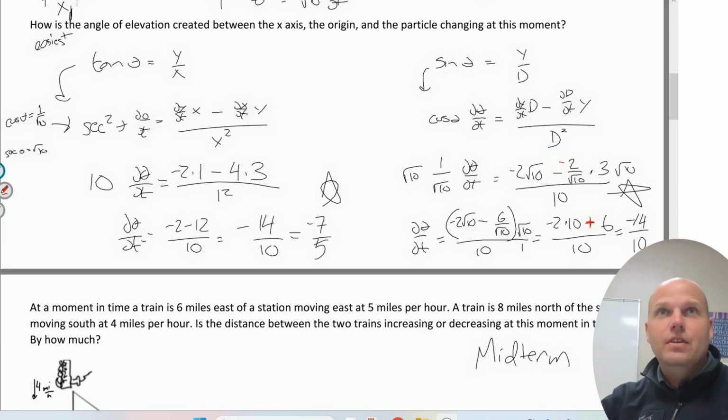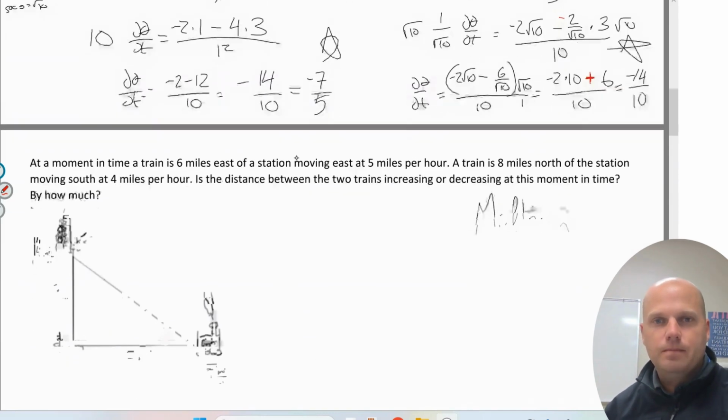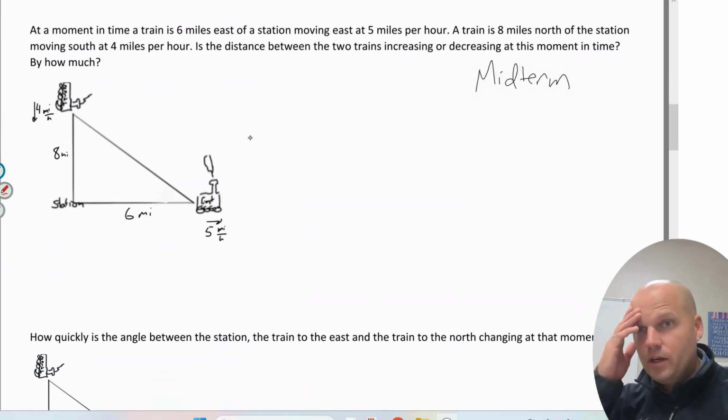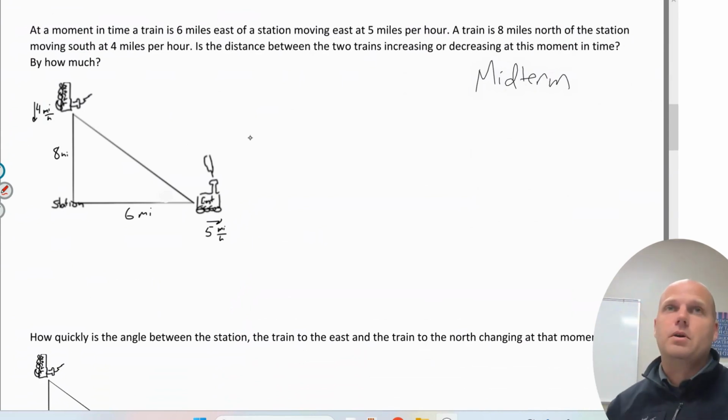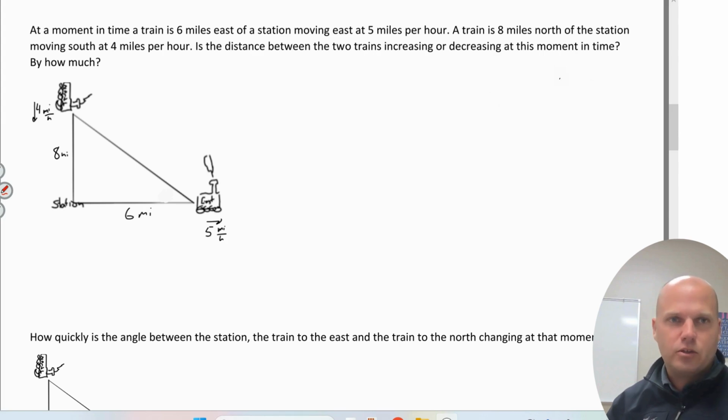If you don't have how x is changing, how y is changing, and how d is changing, use the trig function that you do have, okay? And you'll be good here. Okay, now we're going into more word problems, not particles in motion. So it's still Pythagorean theorem and trigonometry.